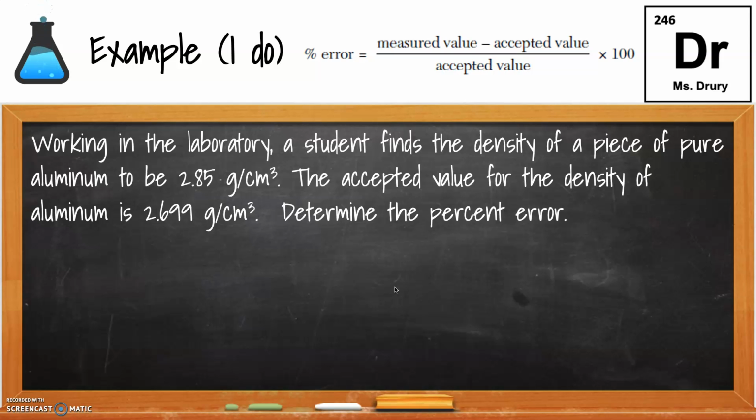Working in a laboratory, a student finds the density of a pure piece of aluminum at 2.85 grams per centimeter cubed, and the accepted value for the density of that aluminum on Table S is 2.699 grams per centimeter cubed. We want to know how close we were to that right answer. So we're going to take the two numbers, 2.85 being the one that you measured in the lab and placing that first, and then 2.699 being the accepted value labeled in the question.